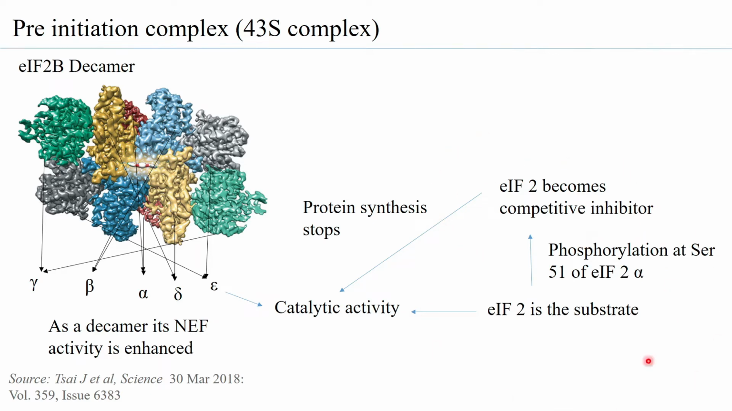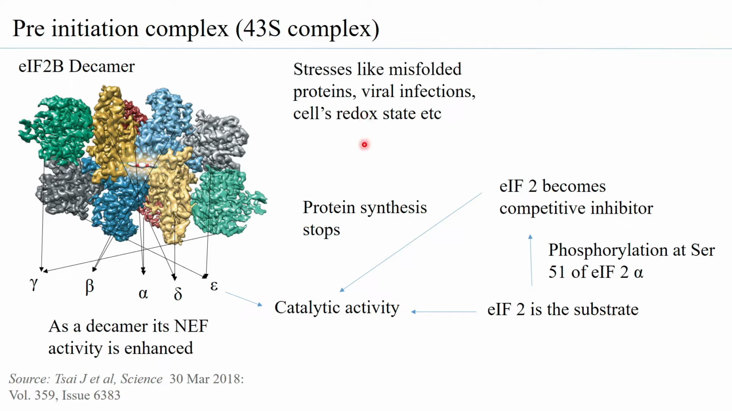So, when does this condition arise? It has been observed that stresses like misfolded proteins, viral infections, cells' redox state, etc., are able to activate certain kinases, and those kinases in turn are able to phosphorylate the serine 51 of the EIF2 alpha. So therefore, you can very well see how you have the protein synthesis getting regulated by conditions such as stress conditions as well through phosphorylation.